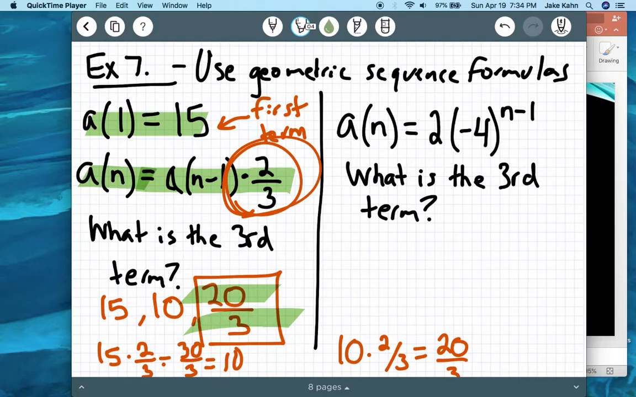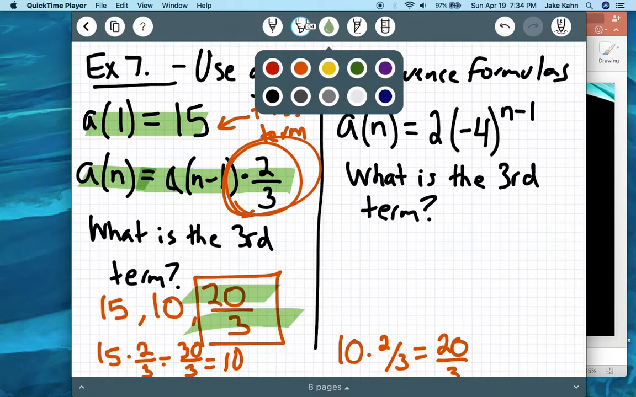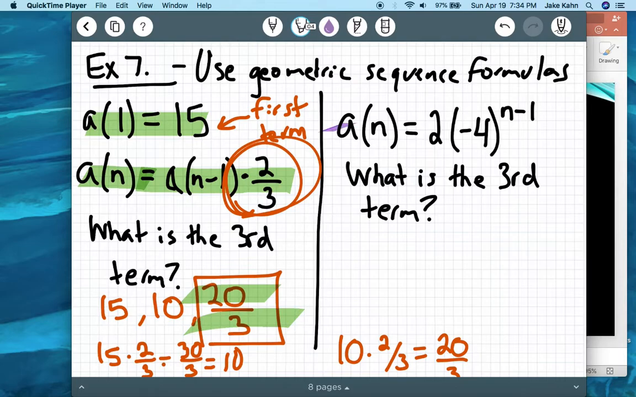Now to part 2 of this example. Instead of a recursive formula on the right, we have an explicit formula. It reads a of n is equal to 2 times -4 to the n minus 1 power. What is the third term?